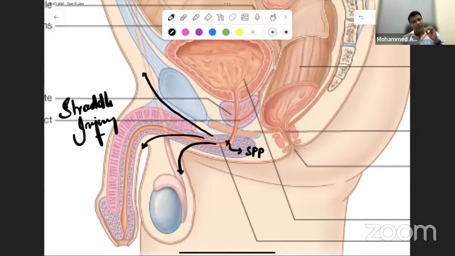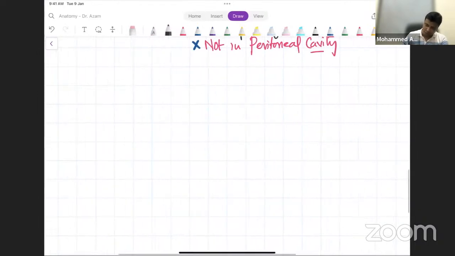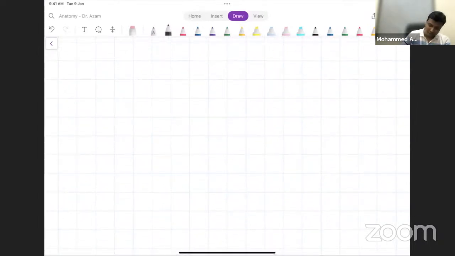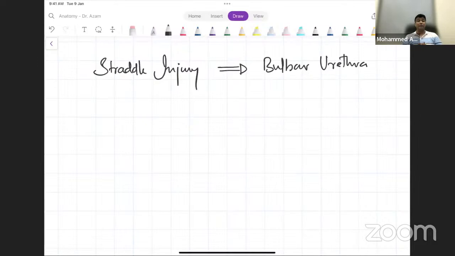Okay. So bulbar urethra agar rupture hoga, the urine will be going out in superficial perineal pouch, into the scrotum, into the penile shaft, as well as the anterior abdominal wall, sir. Is it okay? Next one. So let us just make a note here. So what is the keyword, my dear friends, here? The keyword that you have to look in the clinical question is that straddle injury. Straddle injury. And the moment you see a straddle injury, without any doubt, which urethra will be ruptured, sir? Bulbar urethra will be ruptured. There will be rupture of bulbar urethra, sir.